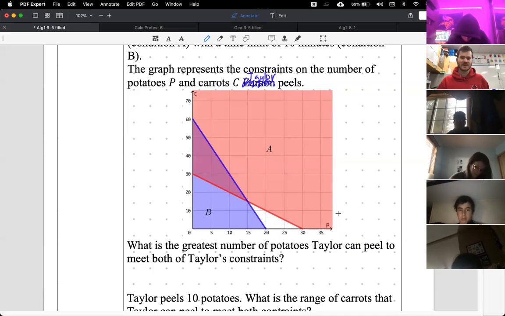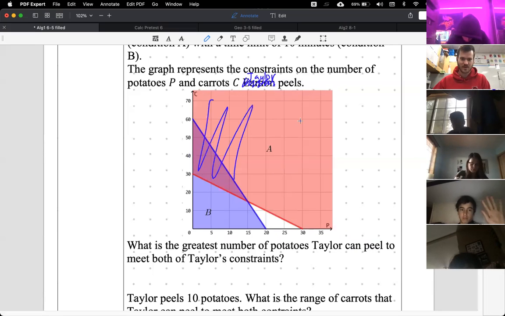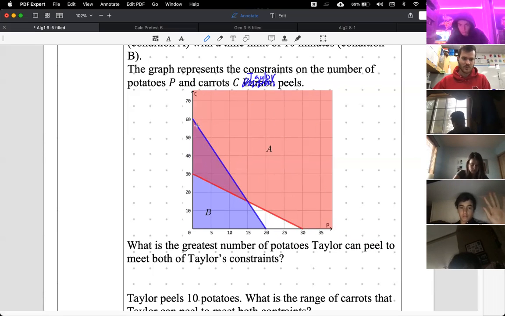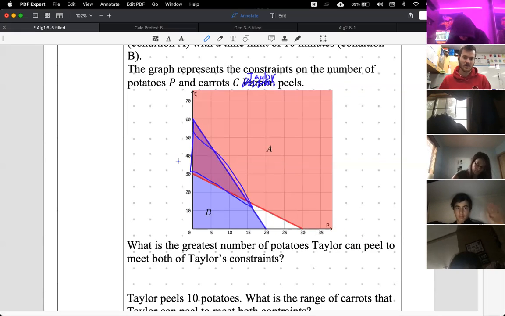What is the farthest right that I can go that is in the shaded region that is the solution to the answer? Again, in order to meet the time constraints, I have to be in this region. In order to peel enough vegetables, I have to be in this region. The only way to satisfy both is to be in both regions, in this little shape right here. What's the farthest right that I can go with this double shaded region? And then how many potatoes is that?